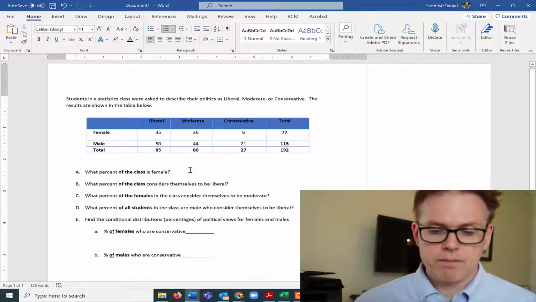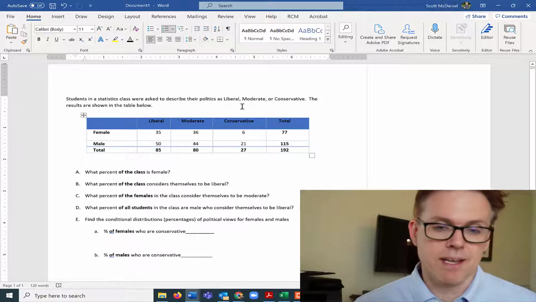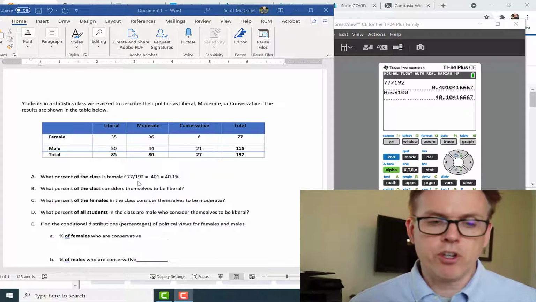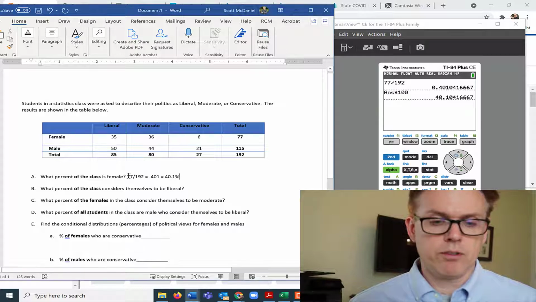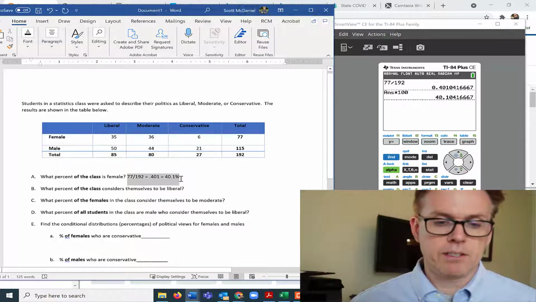So on your paper, you would want to put what you did. You show your work to some degree, put what two numbers you divided, and the percent at the end. And then it's nice if you can highlight it in some way.